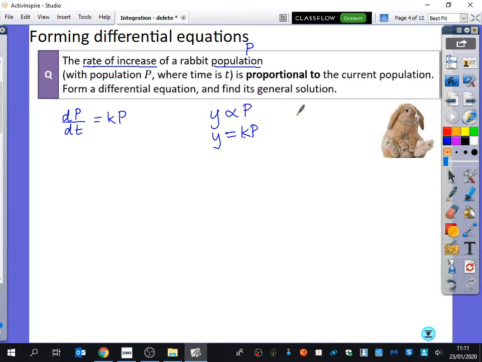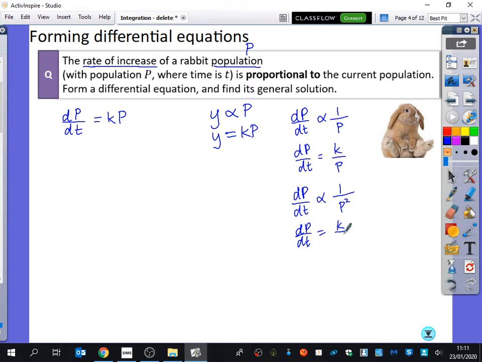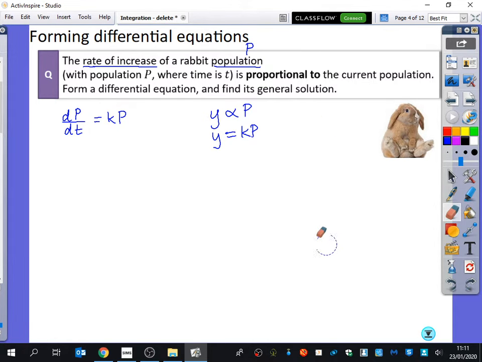So you might have things where it might say the population of rabbits is inversely proportional to the population, which would be, I don't know, I can't think of a situation where that would be true. So that would be dp/dt is equal to k over p. You might have things where it says the population of rabbits is inversely proportional to the square of the population, and so it would be dp/dt is equal to k over p squared. So all of those setups for those questions, you just have to read them really carefully to work out what it is that they're actually talking about.